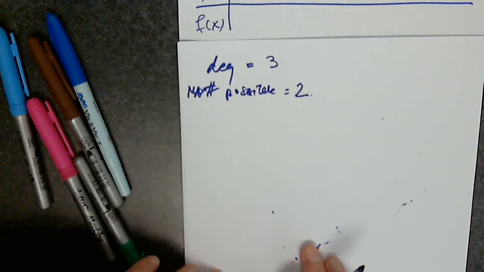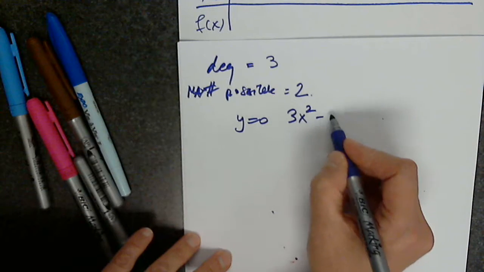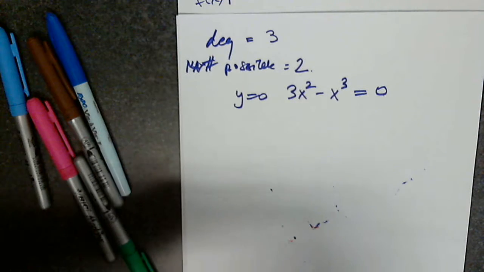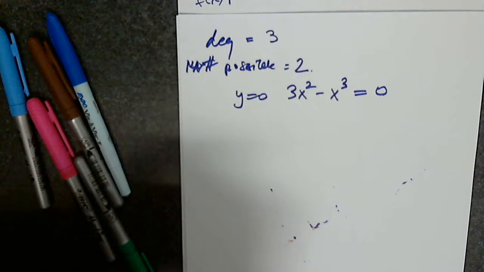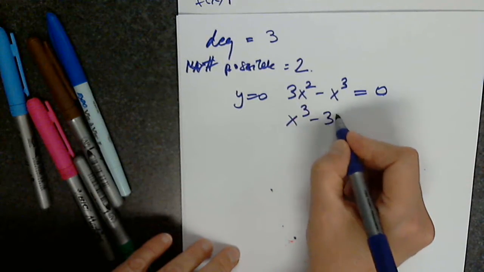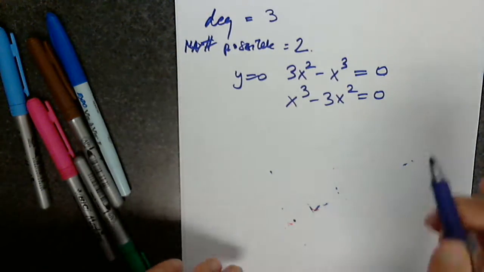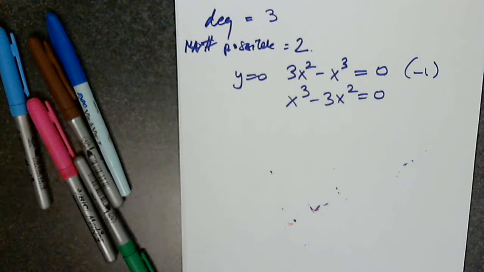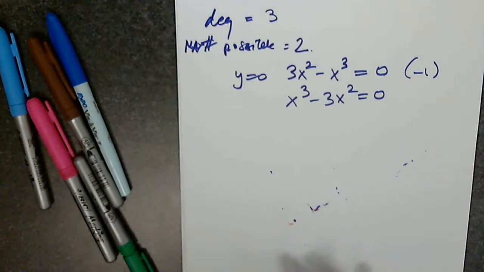x-intercepts, how do I get them? For y equals 0, I have 3x squared minus x cubed equals 0. Always, in my opinion, always rearrange, and because it's not in descending order, multiply both sides by negative 1. Now let's factor out the greatest common factor. I multiply both sides by negative 1 because it was not in descending order. So multiply both sides, and then we get x cubed minus 3x squared. What do I factor out?